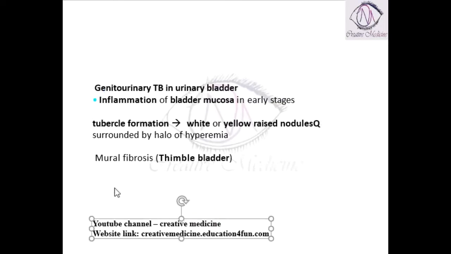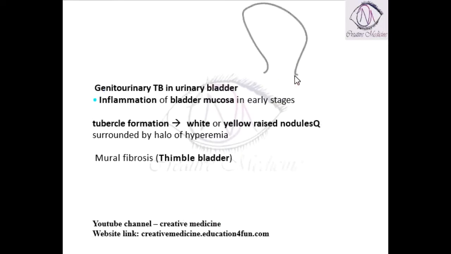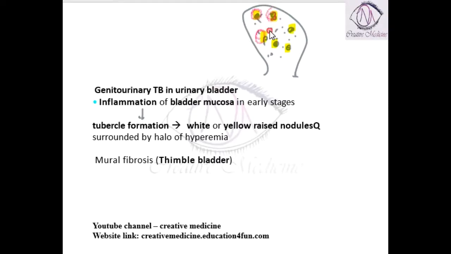Whenever genital tuberculosis affects the bladder, the bladder will show inflammation at various stages, and tubercle formation is seen. These tubercles are raised yellowish or whitish nodules surrounded by a halo of hyperemia. So this is actually a tubercle. Slowly, fibrosis will form in the bladder, resulting in a thimble bladder because of fibrosis.